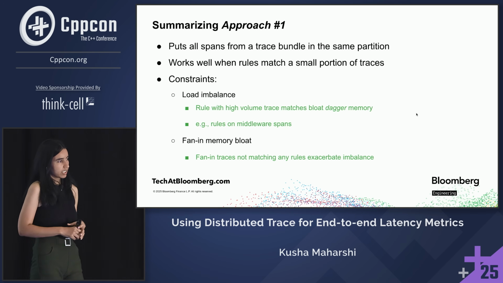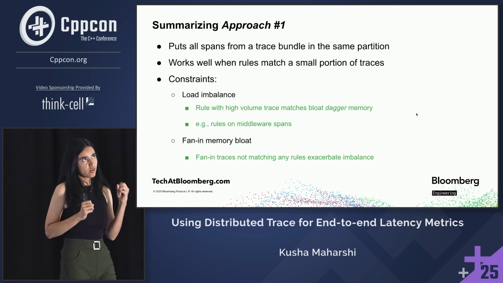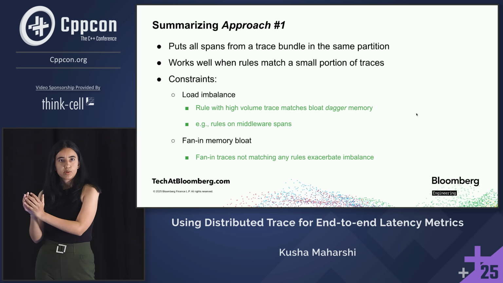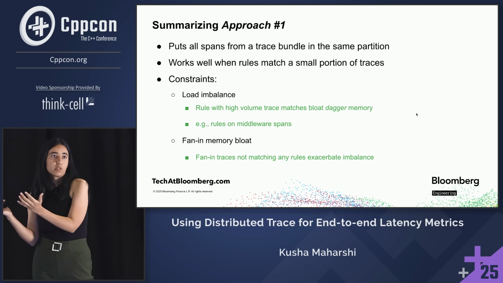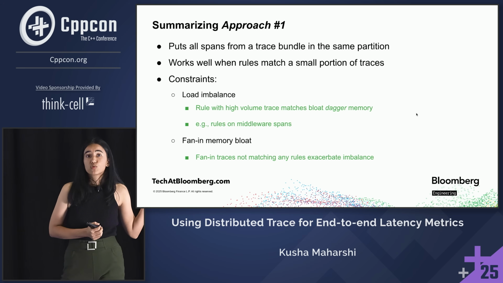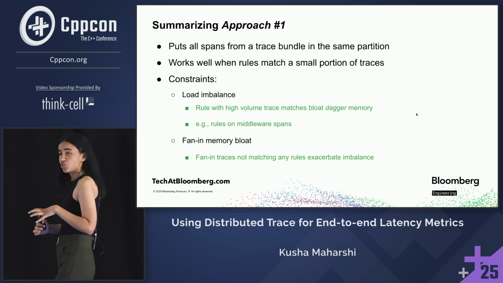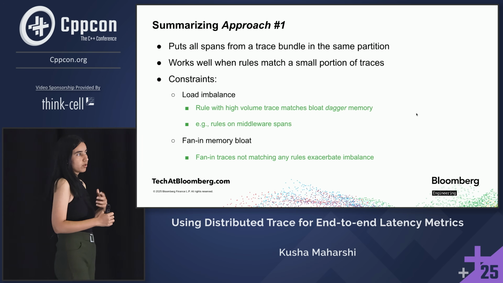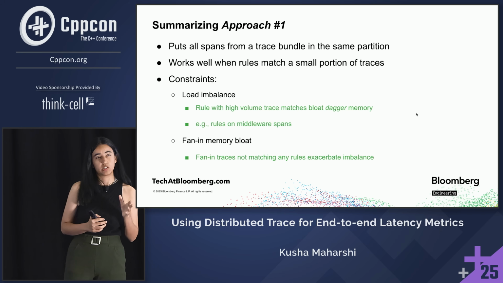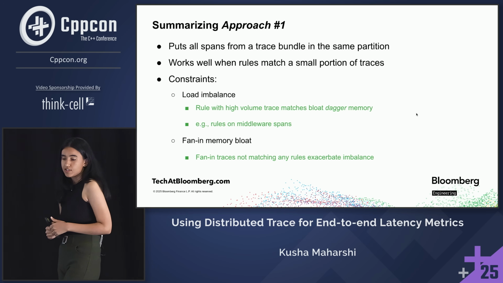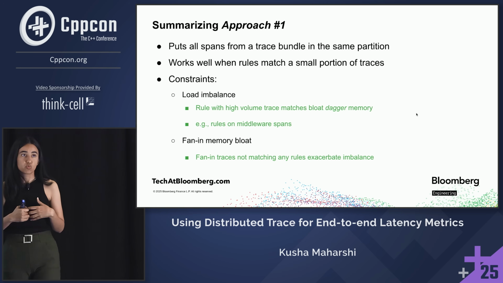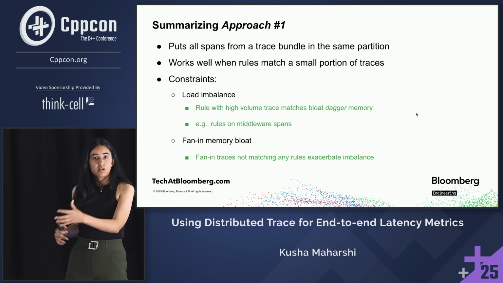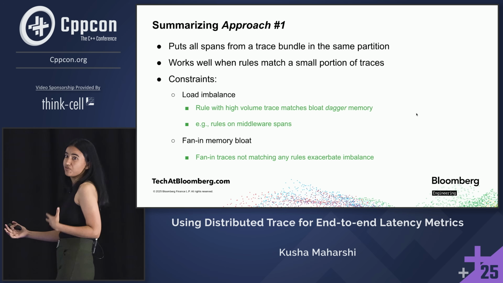The crux of this approach is that we are trying to put all the spans from the same trace bundle in the same place for an instance of Dagger to be able to handle. And this approach works pretty well when rules match a small portion of your traces. One of the constraints of this approach is that it can lead to some load imbalance, which means if you've got some rules that match a really large volume of traces compared to others, then obviously you can incur some load imbalance in terms of Dagger's memory.